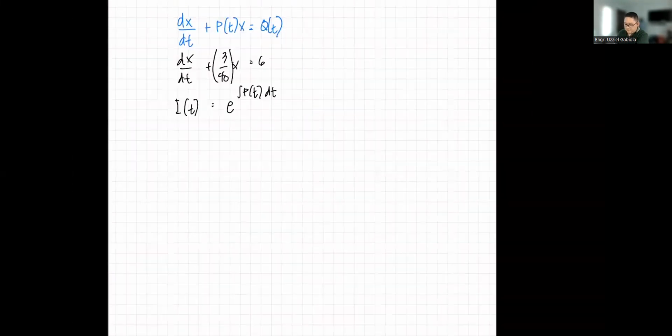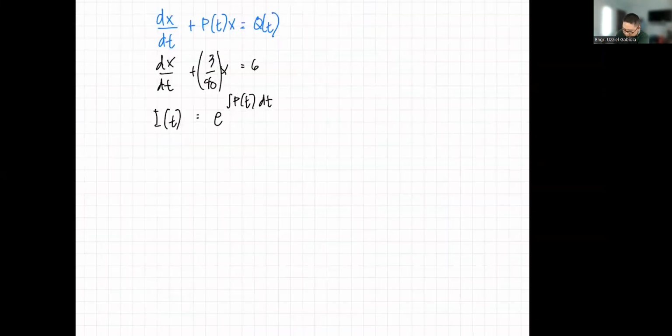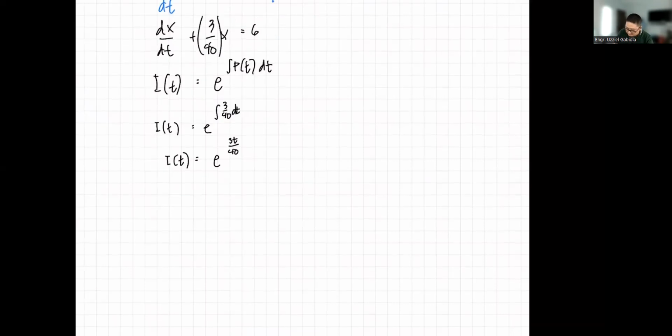Ayan. So, kunin natin yung integrating factor natin. So, we have e raised to integral of 3 over 40 dt. So, that is 3t over 40. Yan daw yung integrating factor natin. Then after natin makuha integrating factor natin, multiply natin doon sa original natin dito, no?